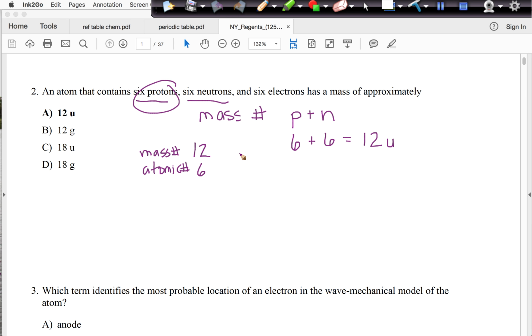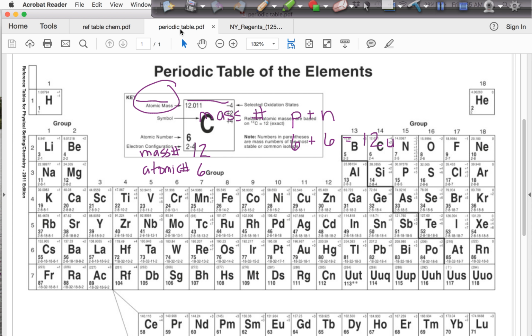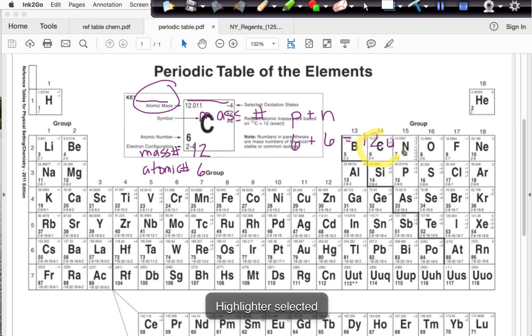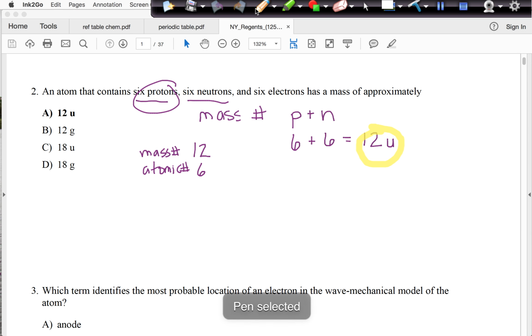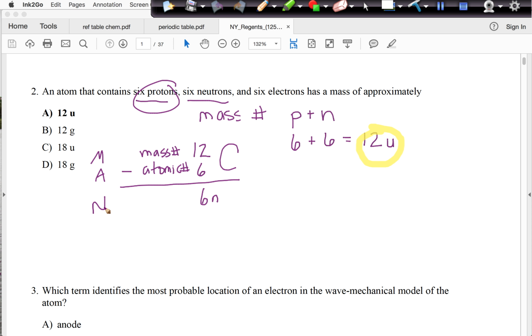And remember, if we look at the periodic table, an element with an atomic number of 6 is carbon. So we're going to put the carbon symbol here, and this would be an isotope of carbon. We can also do the mass number minus the atomic number to get the neutrons. Remember, MAN, mass number minus atomic number, gives us neutrons.